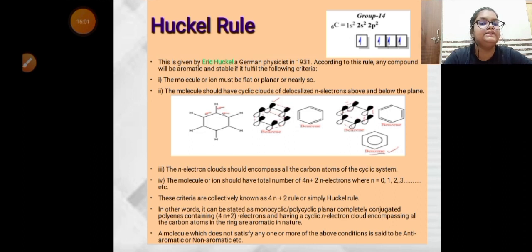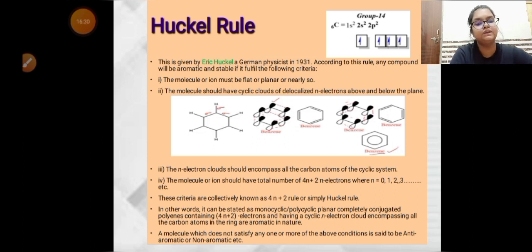This rule is given by Erich Huckel, and it is named after him as the Huckel rule. He was a German physicist, in 1931. According to this rule, any compound will be aromatic and stable if it fulfills the following criteria. The first is that the molecule or ion must be planar or nearly so, meaning the compound must be planar.